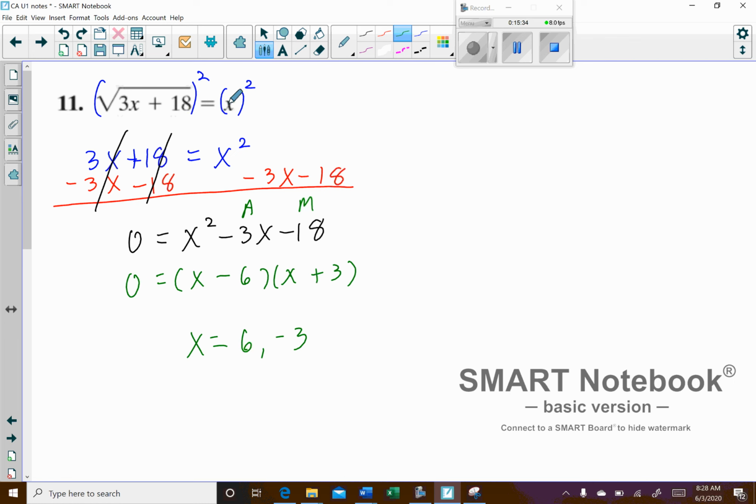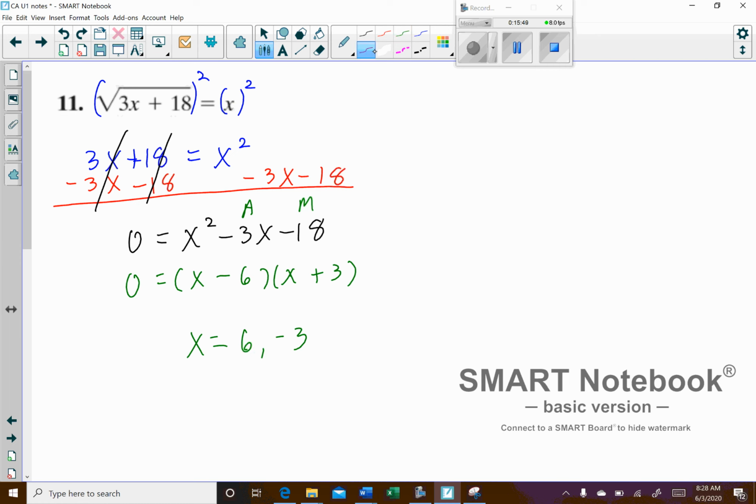Now, I squared both sides in the beginning, and so there can be some unintended consequences. So maybe they both work, maybe they both don't work, or typically only one works. And so that's probably going to be the case, that one works and one doesn't work.